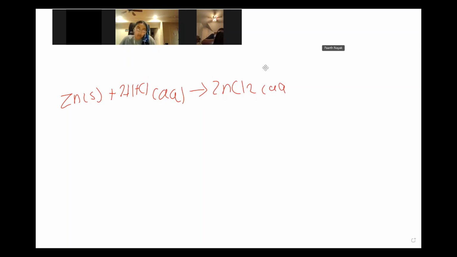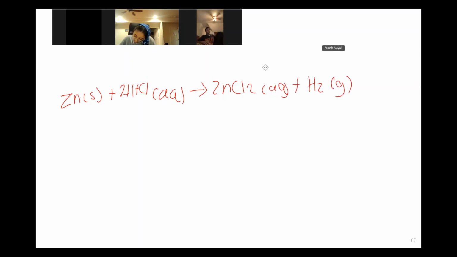Okay, so here's another redox question. We just have to figure out what charge is being changed. So Zn solid plus 2 HCl aqueous gives ZnCl2 aqueous plus H2. Sorry, can you hear my background? No.